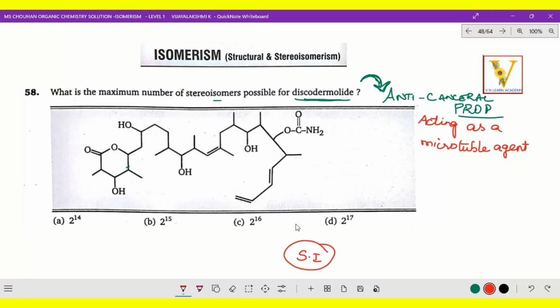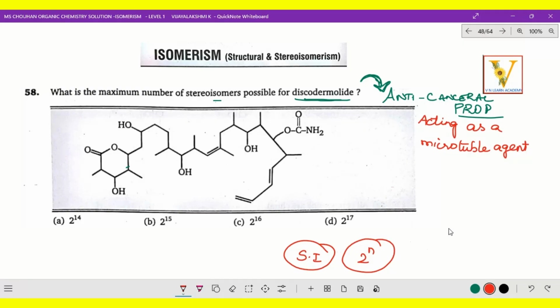So how do we identify this? The total number of stereoisomers is 2 to the power of n. It is an unsymmetrical compound. For a symmetrical compound, that is a different formula. This is an unsymmetrical compound, no? So naturally, we can easily identify.